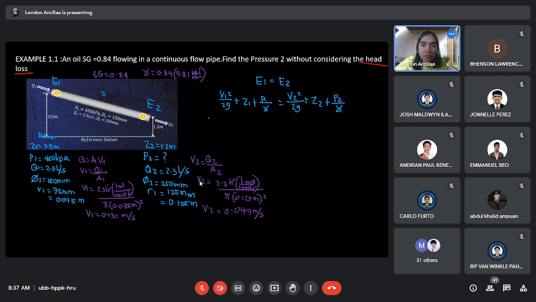So let's substitute. V1 is 0.130 squared over 2g, 9.81 meters per second squared, plus Z1 is 3.5 meters, plus P1, which is 450 kilopascal over the specific weight. Again, that is 0.84 times 9.81 kilonewton per cubic meter. Equals V2 natin is 0.047 squared over 2 times 9.81. Hindi ko nasusulat yung unit para magkasya. That is 1.2 plus P2 yung hinahanap over the specific weight, 0.84 times 9.81 kilonewton.